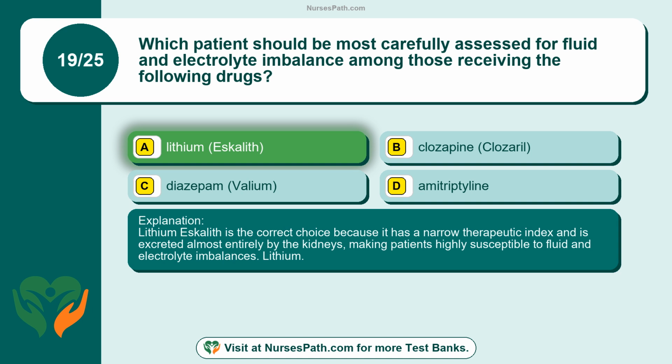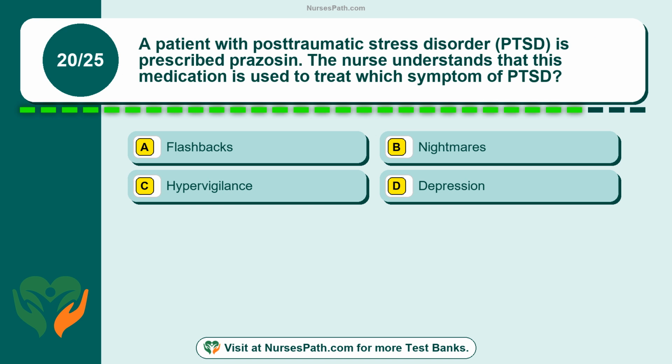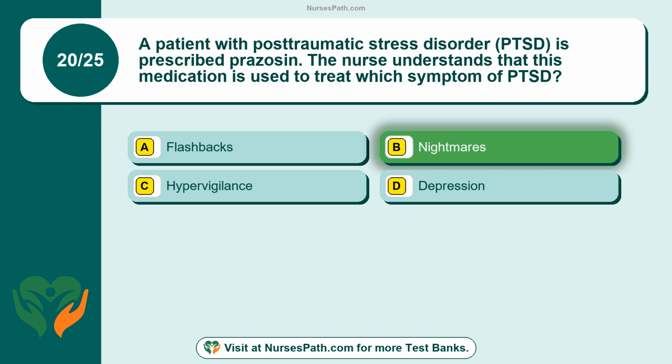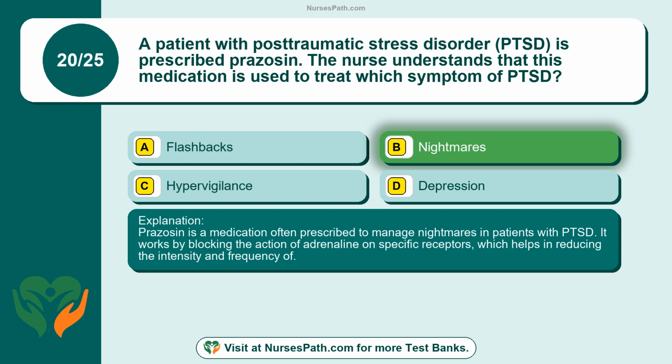Lithium. Question 20. A patient with post-traumatic stress disorder, PTSD, is prescribed prazosin. The nurse understands that this medication is used to treat which symptom of PTSD? Option A. Flashbacks. Option B. Nightmares. Option C. Hypervigilance. Option D. Depression. The correct answer is option B. Nightmares. Prazosin is a medication often prescribed to manage nightmares in patients with PTSD. It works by blocking the action of adrenaline on specific receptors, which helps in reducing the intensity and frequency of.